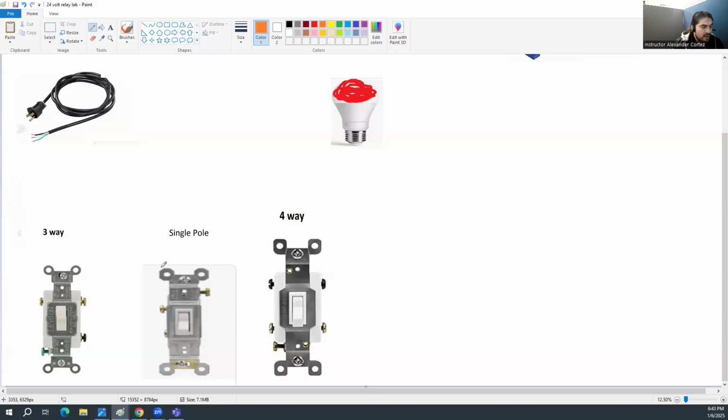Okay, so to know what a single pole switch is, and any switch for that matter, is by counting the number of screws on the switch, right? So for a single pole switch, you'll have a switch that only has two brass screws, and I'm highlighting them right here. Two brass screws, right? So we are not counting the ground screw, right?